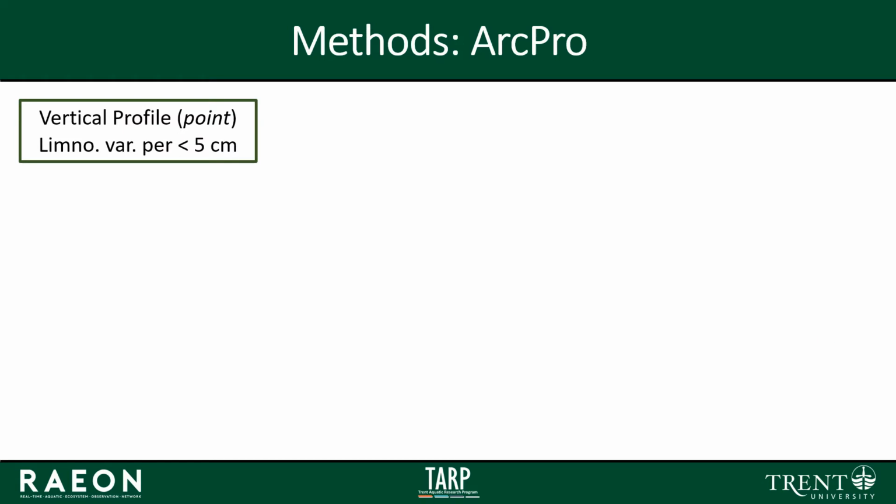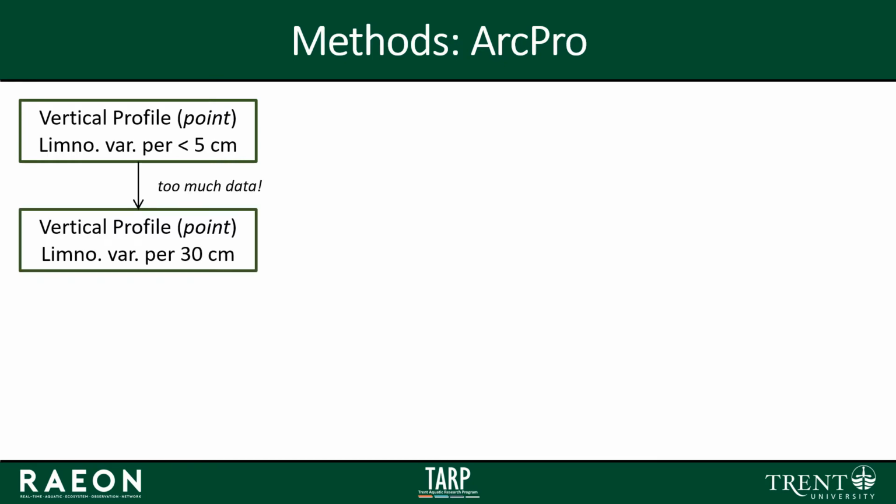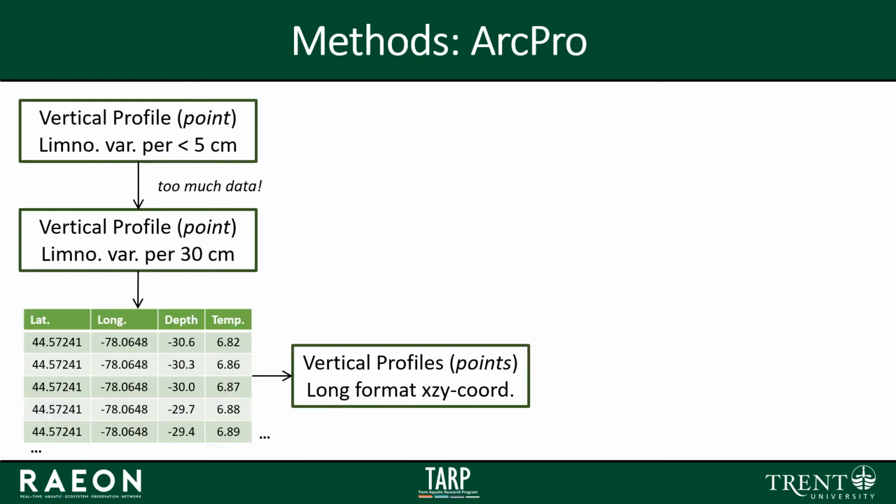But before I do that, I'll just go through the GIS ArcPro methods that I use to map out these data. So first, we had too much data. So the first step that I took is I took all the vertical profiles and aggregated them to a coarser vertical resolution of 1 measurement per every 30 centimeters.